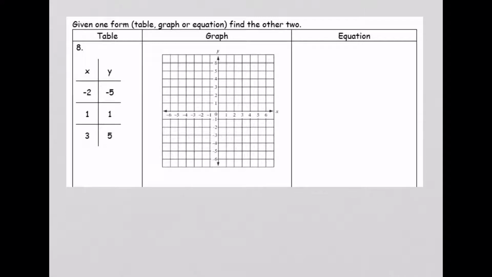Let's keep going. We're going to try and find the other two forms. It's easy enough to come up with the graph once you've been given a table because I'm just going to start by graphing those points. So where is negative 2, negative 5? I went backwards 2 and down 5. I also went over 1, up 1, and over 3, up 5. Hey, look at that, makes a nifty straight line. Yeah, it should, because this is linear.